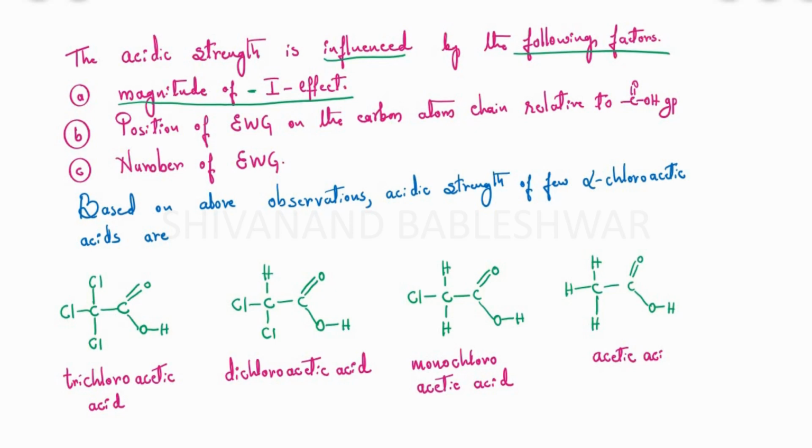In the nature, if I consider here NO2 group and halogen, the strongest electron withdrawing group is the nitro group. That refers to the magnitude, or the strength of the minus I effect. The second one is the position of the electron withdrawing group on the carbon atom chain relative to the carboxylic functional group.